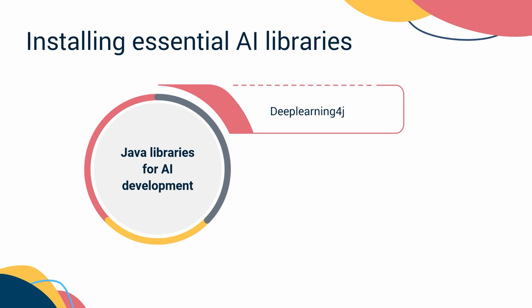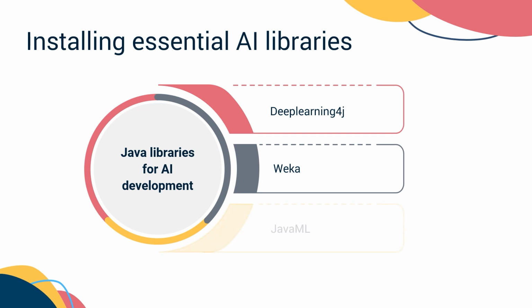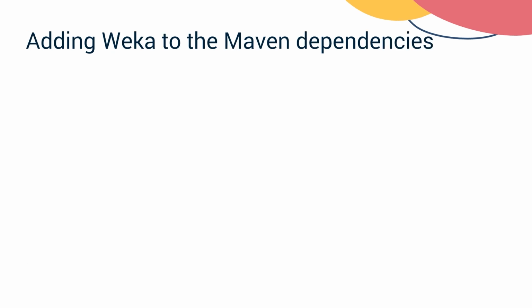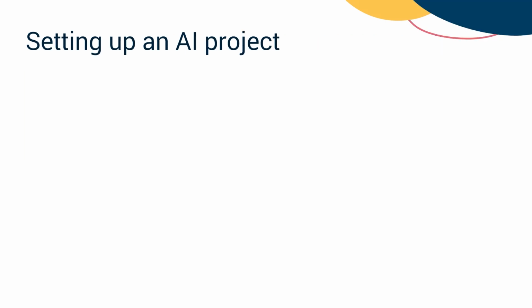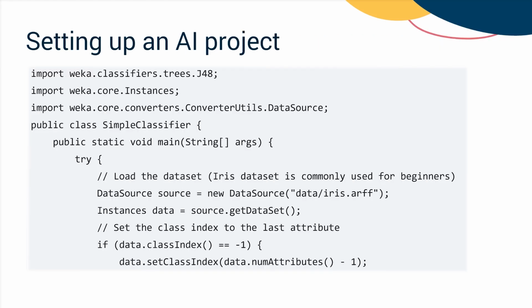These include Deeplearning4j, a native deep learning library for Java, Weka, which includes a collection of machine learning algorithms, and JavaML, a machine learning library focused on simplicity. Let's look at an example. The code to add Weka to the Maven dependencies is displayed on the screen. Next, the screen displays the code for creating a simple project implementing a basic classifier using Weka.